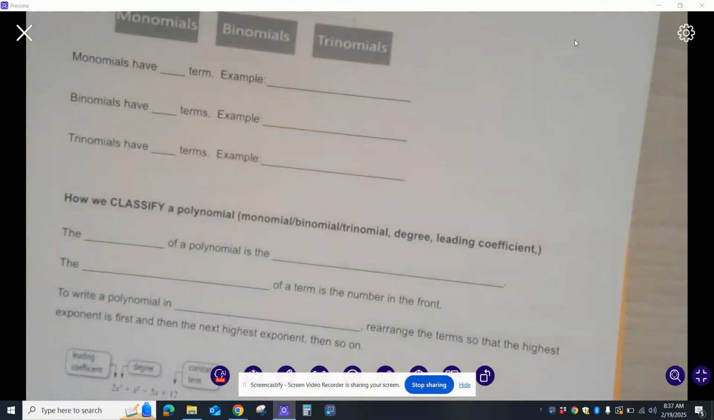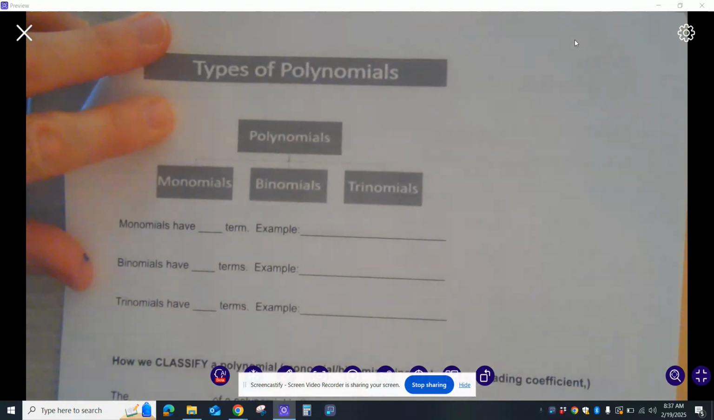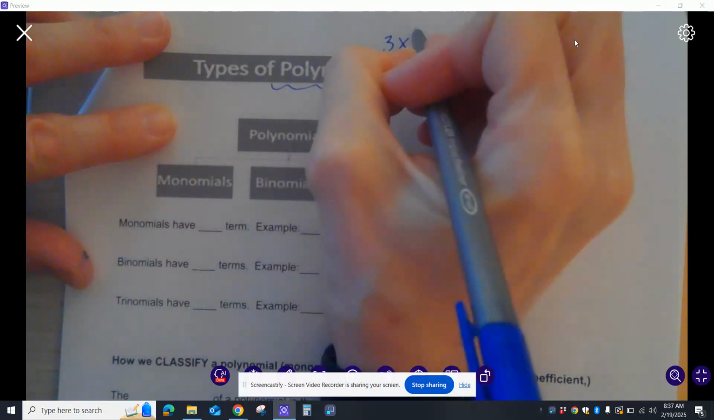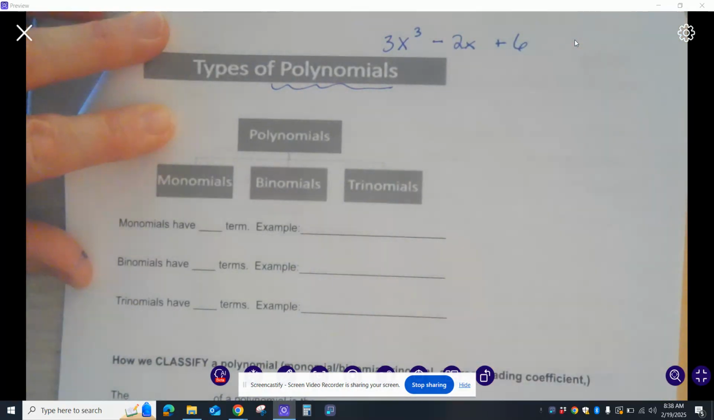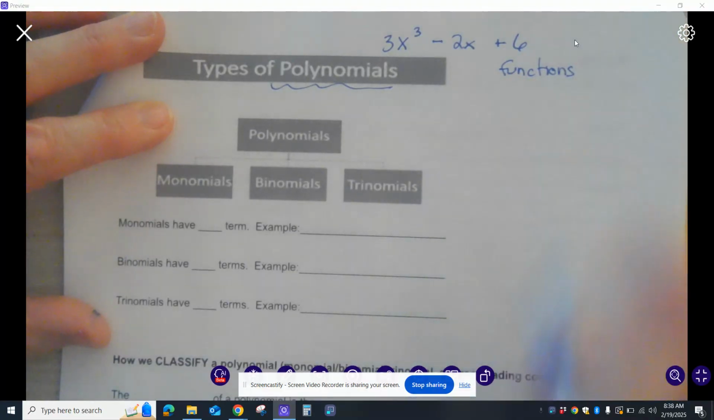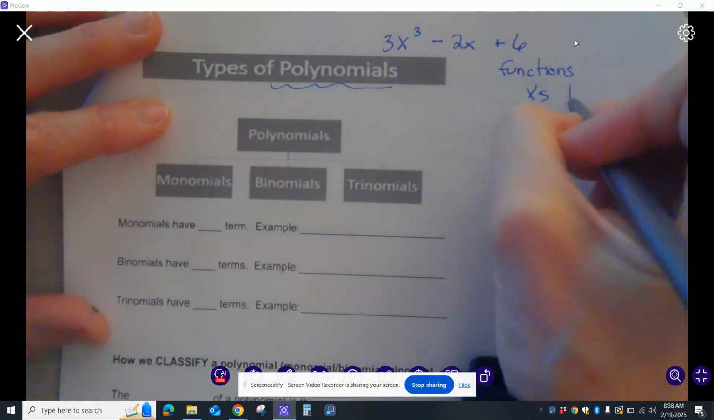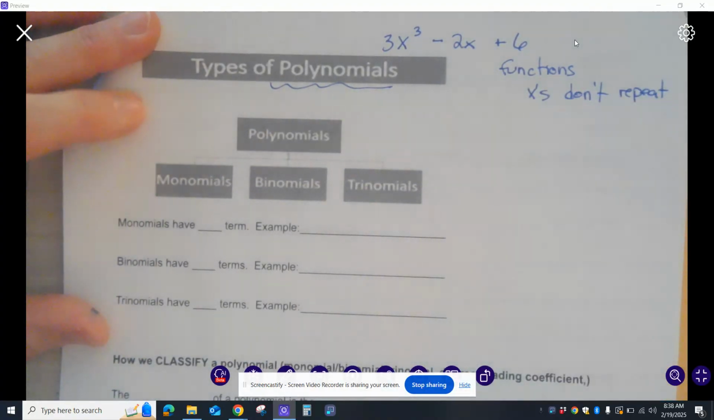Okay, let's keep going with some more vocab. Again, we're talking about polynomials. So I'm just going to write an example of a random polynomial up here, like 3x to the 3rd minus 2x plus 6. That is a polynomial. They are functions. You remember back in chapter 3 we learned about functions and we said each input has a unique output, or we said x's don't repeat. So polynomials are functions, just like we've been learning about.